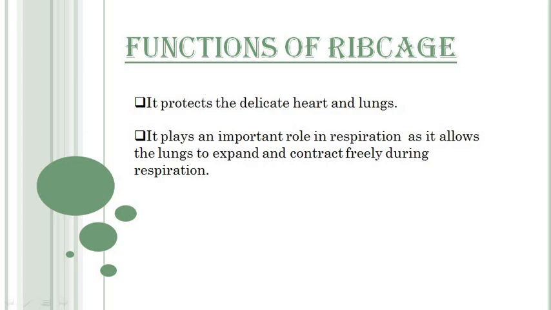As you know, when we inhale air, the air goes into our lungs and the lungs expand, and when we expel the air, the lungs contract. So this rib cage allows the lungs to expand and contract freely during respiration. It also helps keep the heart and lungs at their place. The lungs do not dislocate.